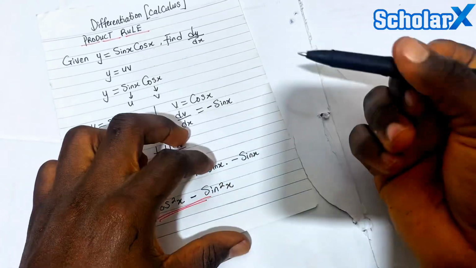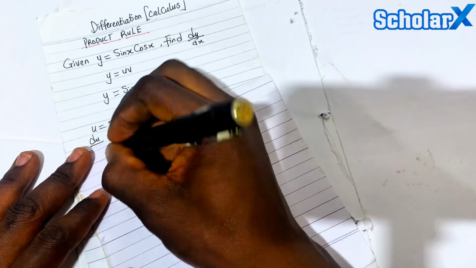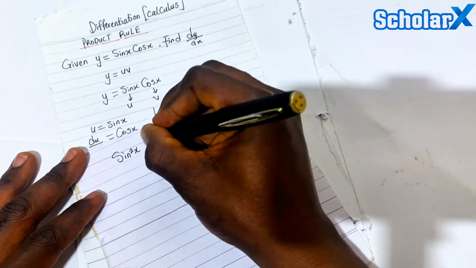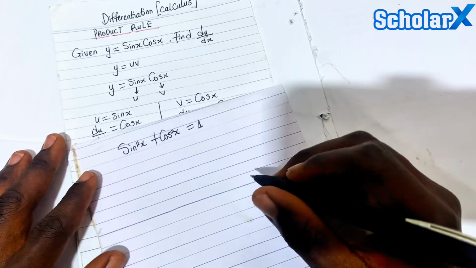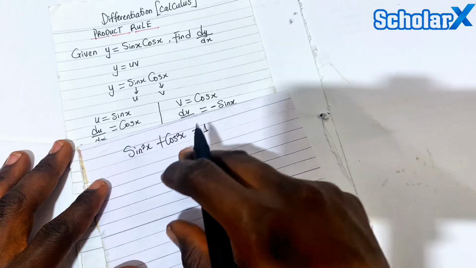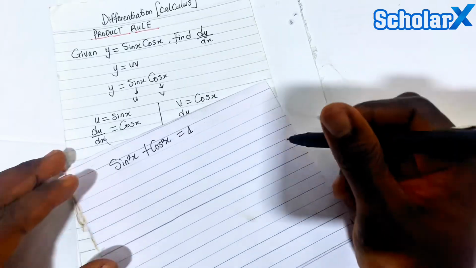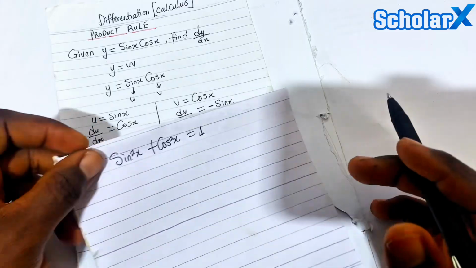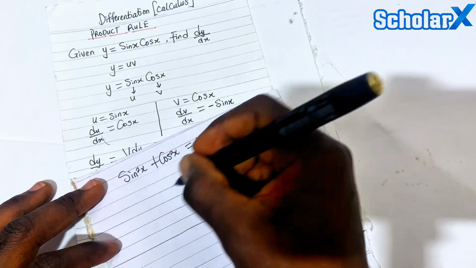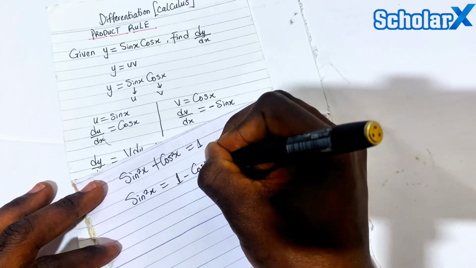Or we can recall from our trigonometric identities that sin squared x plus cos squared x is equal to 1. Now, this is a trigonometric identity, it's constant. We can decide to make cos squared x the subject of the formula or sin squared x the subject of the formula, any of them. So let's make sin squared x the subject of the formula. It becomes 1 minus cos squared x.